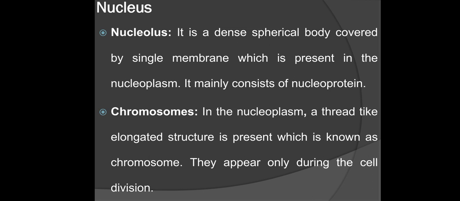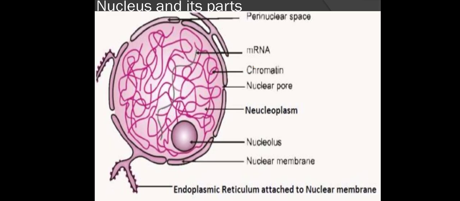Chromosomes. In the nucleoplasm, thread-like enlarged structures are present which are known as chromosomes. They appear only during cell division. You can see the nucleus and its parts in this particular slide.